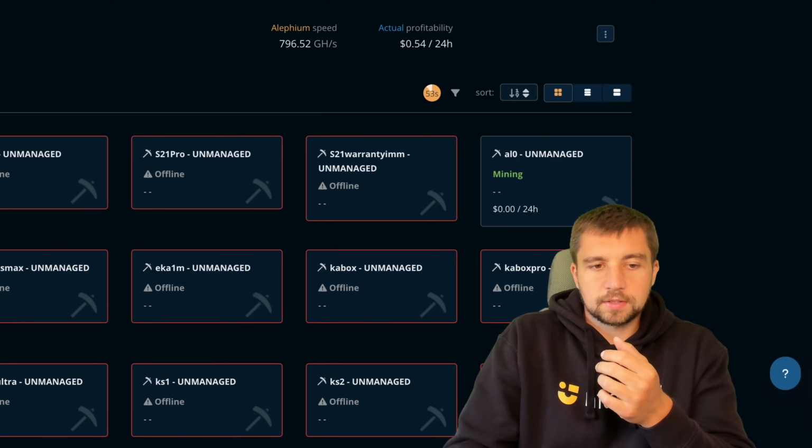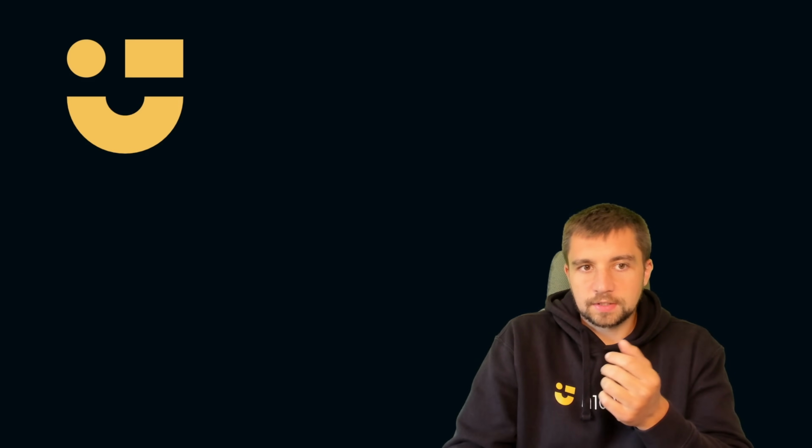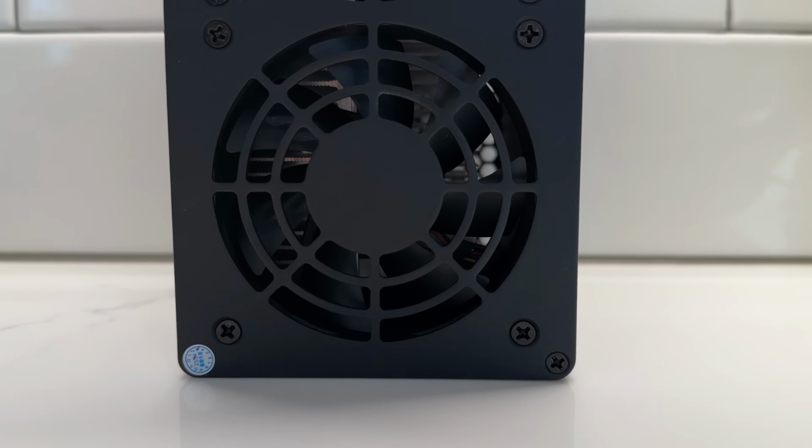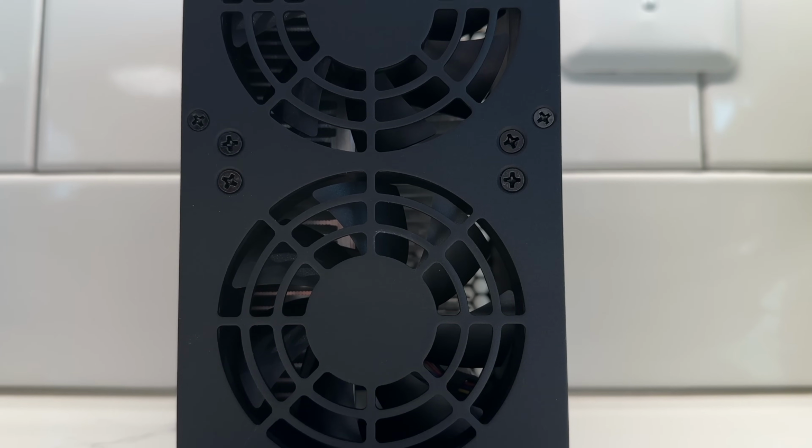I look at this page all the time. I consistently see around 30 to 60 cents. So it's only hashing at about half the speed that it's supposed to be doing. Mining's been tough. It's been frustrating.